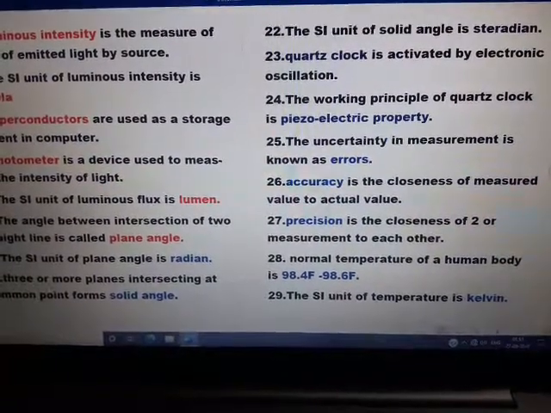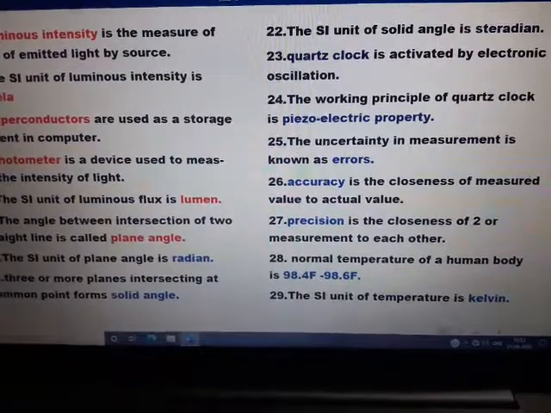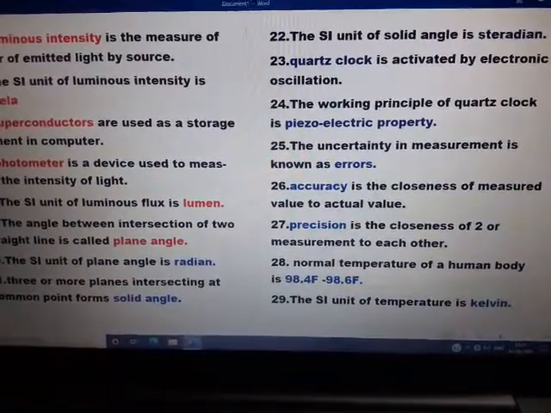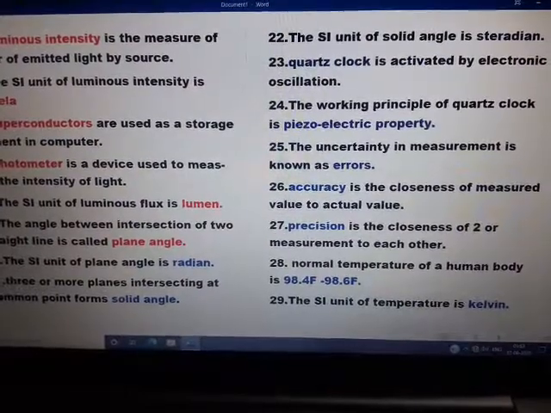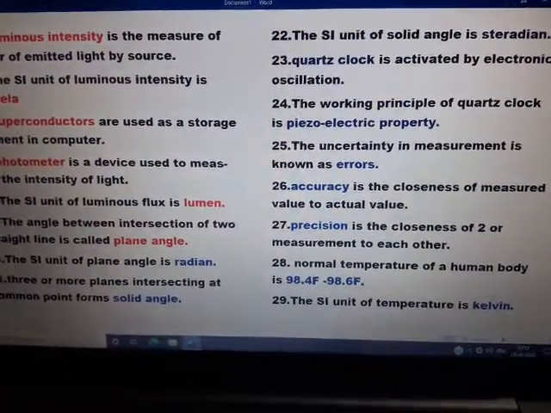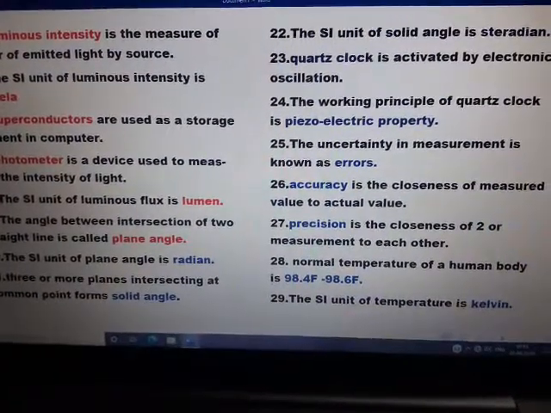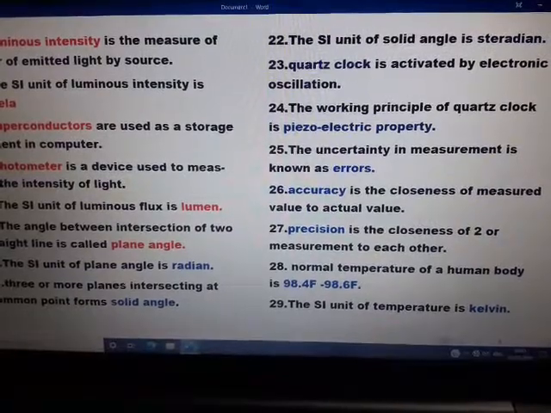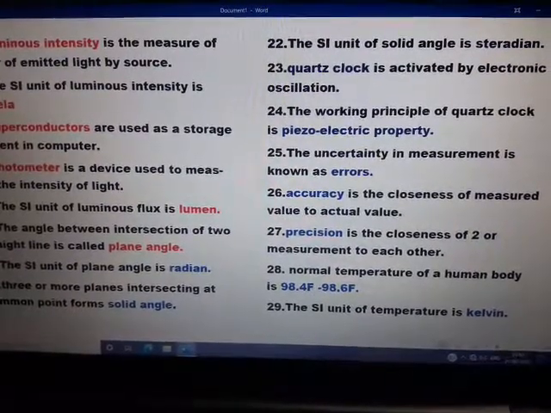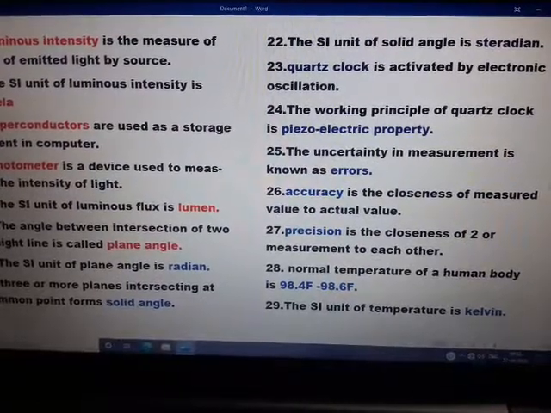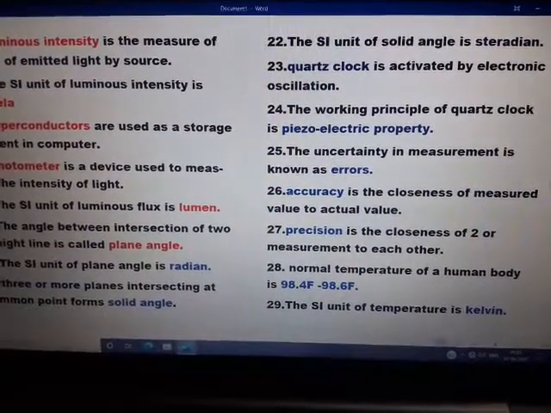Quartz clock. Quartz clock is a type of clock which has been classified based on the mechanism. So based on the display, clock has been classified into analog clock and digital clock. Next question, the working principle of quartz clock is piezoelectric property. So, quartz clock is working on the basis of piezoelectric property. The uncertainty in measurement is known as errors. So, the problem in measurement is known as errors.